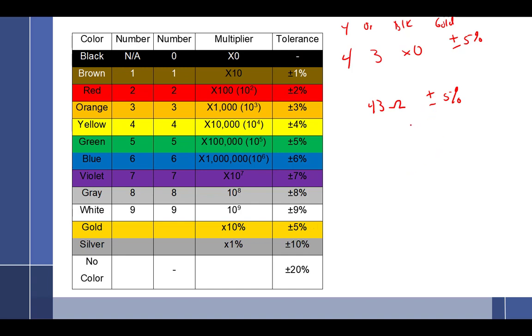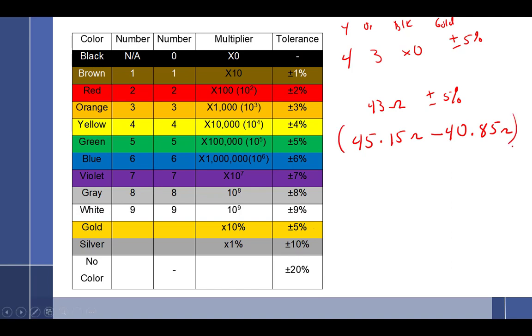Well, to figure that out, what does that really mean? I could go 43 plus 5, and then I hit second and the number 2 key because there's a percent. And that's 2.5, so 5% equals. So it's as much as 45.15 ohms to as little as 43 minus 5 second percent equals 40.85 ohms. So it's going to be somewhere in this range right here.